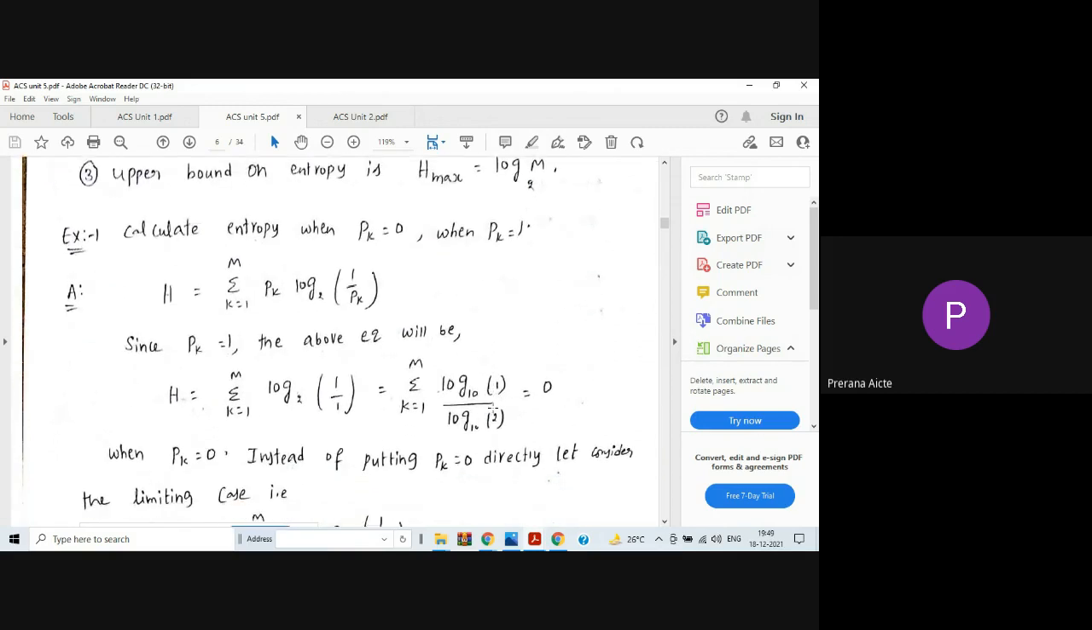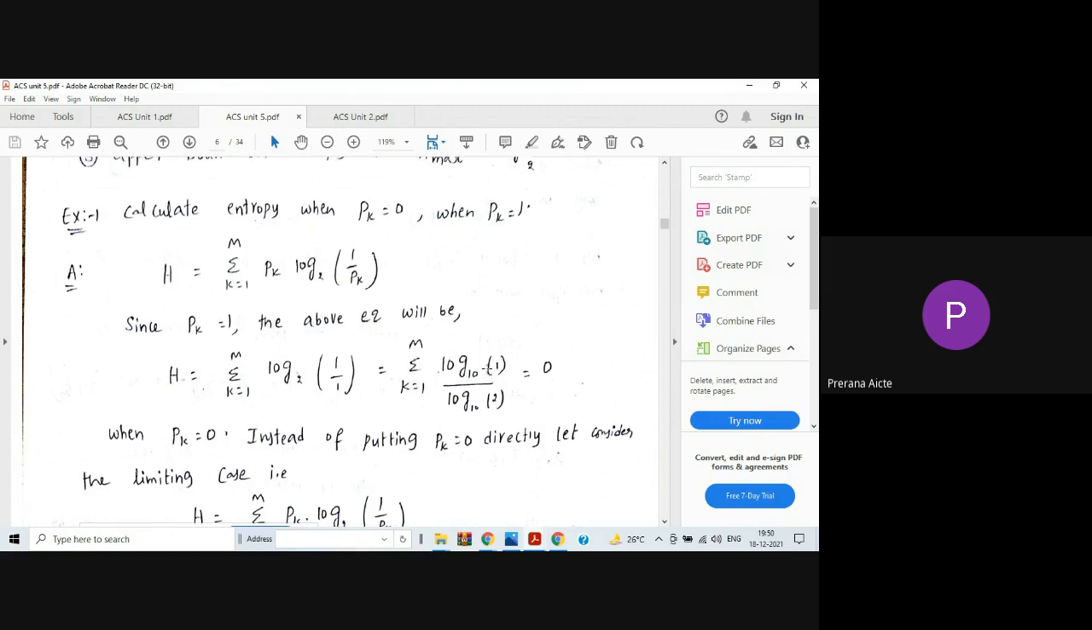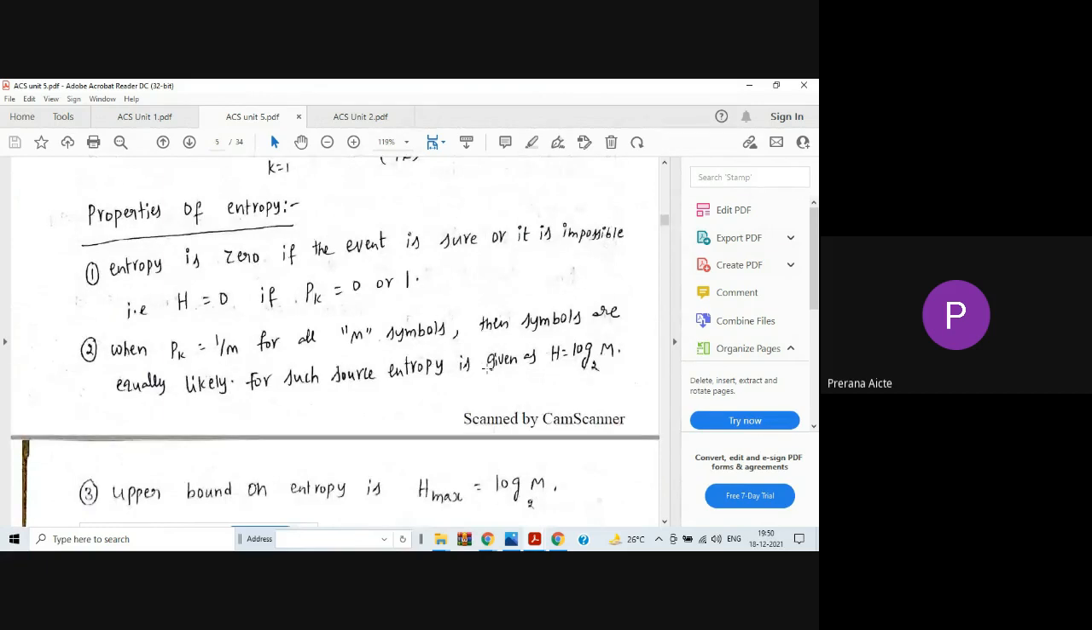See, they have given one example. Calculate the entropy value when the probability is 0 and when the probability is 1. We know the formula for entropy, H equals summation k equals 1 to m pk into log of 1 by pk. If suppose the probability value is 1, then k equal to 1 to m, 1 into log 1. So what is that entropy value? 0. That is why we said the first property, entropy is 0.